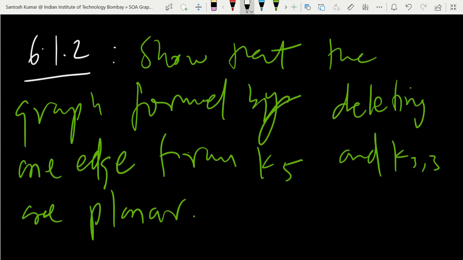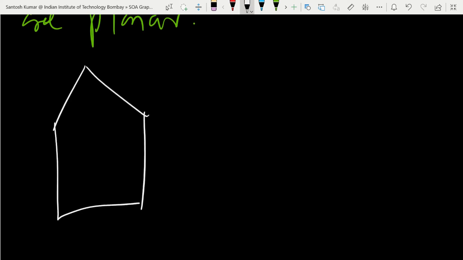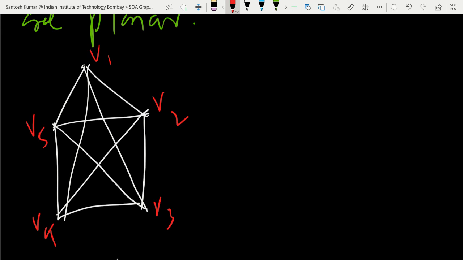So simply you can do, right? We have to prove that if you delete any one edge from K5 or K3,3, the graph becomes planar. So let me make K5. Normally, without thinking, you draw it like this. This is a K5, with vertices V1, V2, V3, V4, V5.